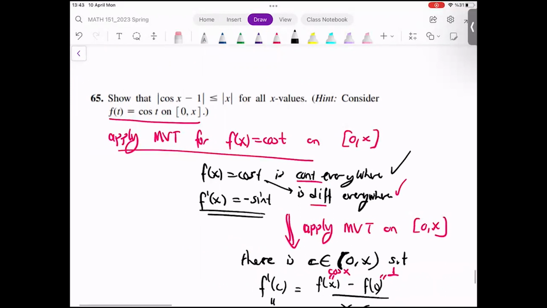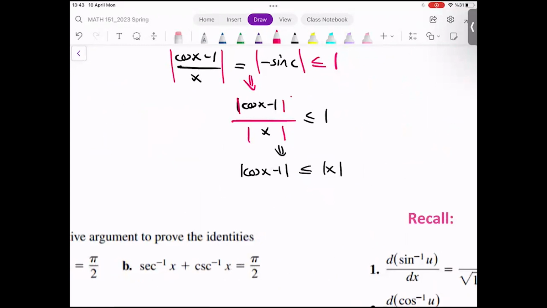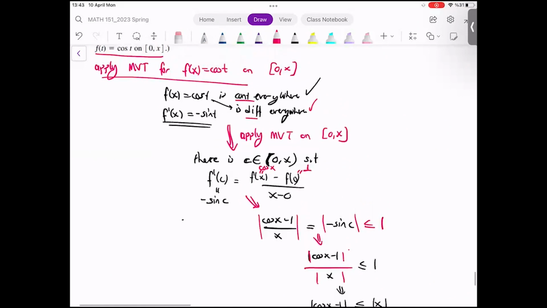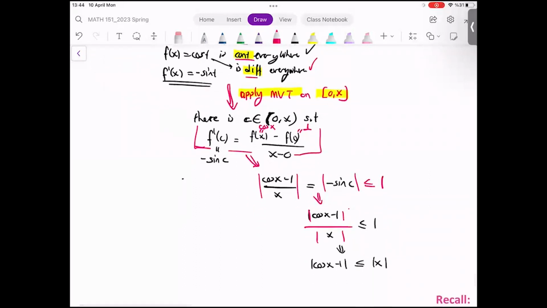You see, we proved it by using the mean value theorem. The absolute value of cosine x minus 1 is less than or equal to the absolute value of x. And the only tool here that we use is the mean value theorem. To be able to use it, you need to check the assumptions, which are continuity and differentiability. After these two conditions are checked, you can apply it over some interval. And then if you write the conclusion, which is this equality, f prime of c is given like that, and the rest just follows.